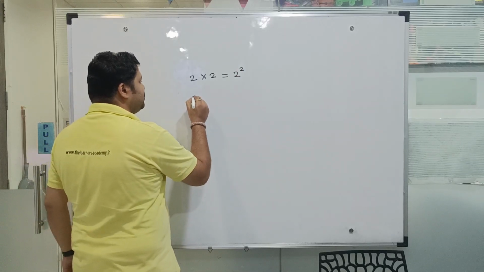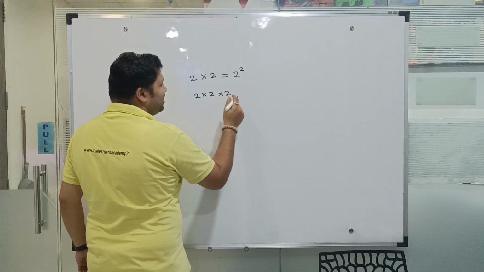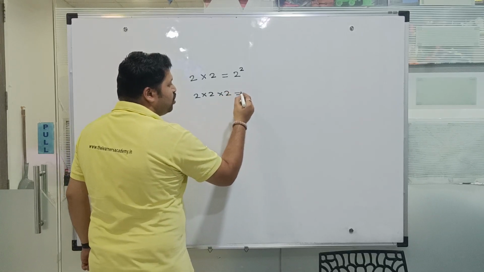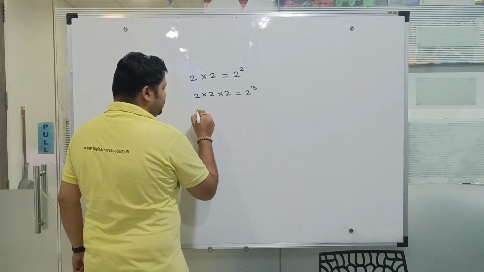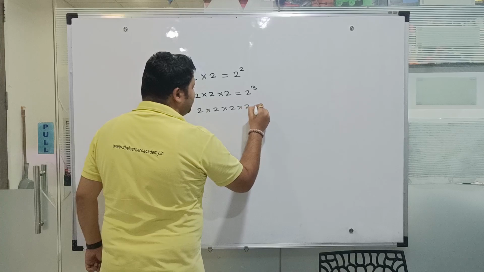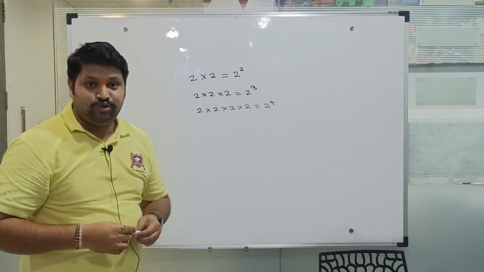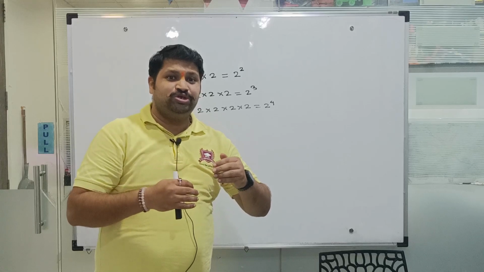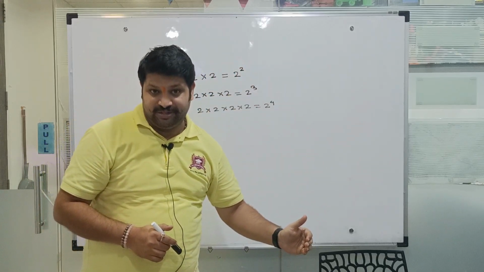So I can have it as 2 multiplied by 2 multiplied by 2, since 2 is multiplied 3 times, so I will end up getting it as 2 to the power of 3. If I multiply it 4 times, then I will get it as 2 to the power of 4, and so on and so forth.